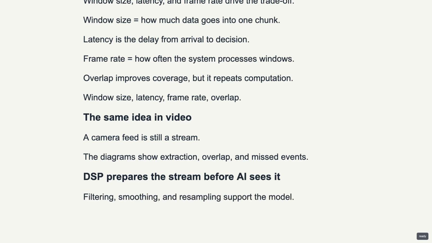Filtering, smoothing, and resampling do not replace the model. They reduce noise and stabilize the input, so the model has less irrelevant variation to fight. On constrained devices, that can make the difference between steady behavior and wasted energy.